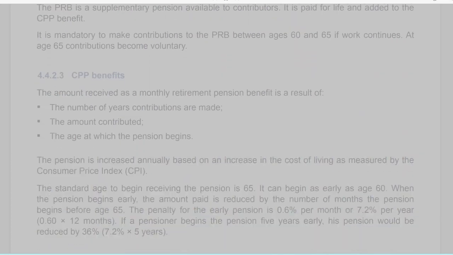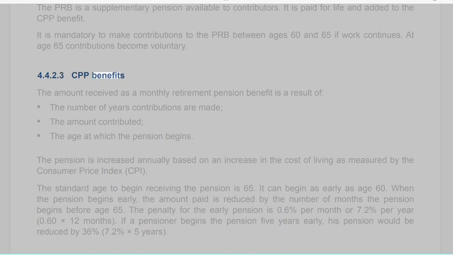The PRB is a supplementary pension available to contributors. It is paid for life and added to the CPP benefit. It is mandatory to make contributions to the PRB between ages 60 and 65 if work continues. At age 65, contributions become voluntary.